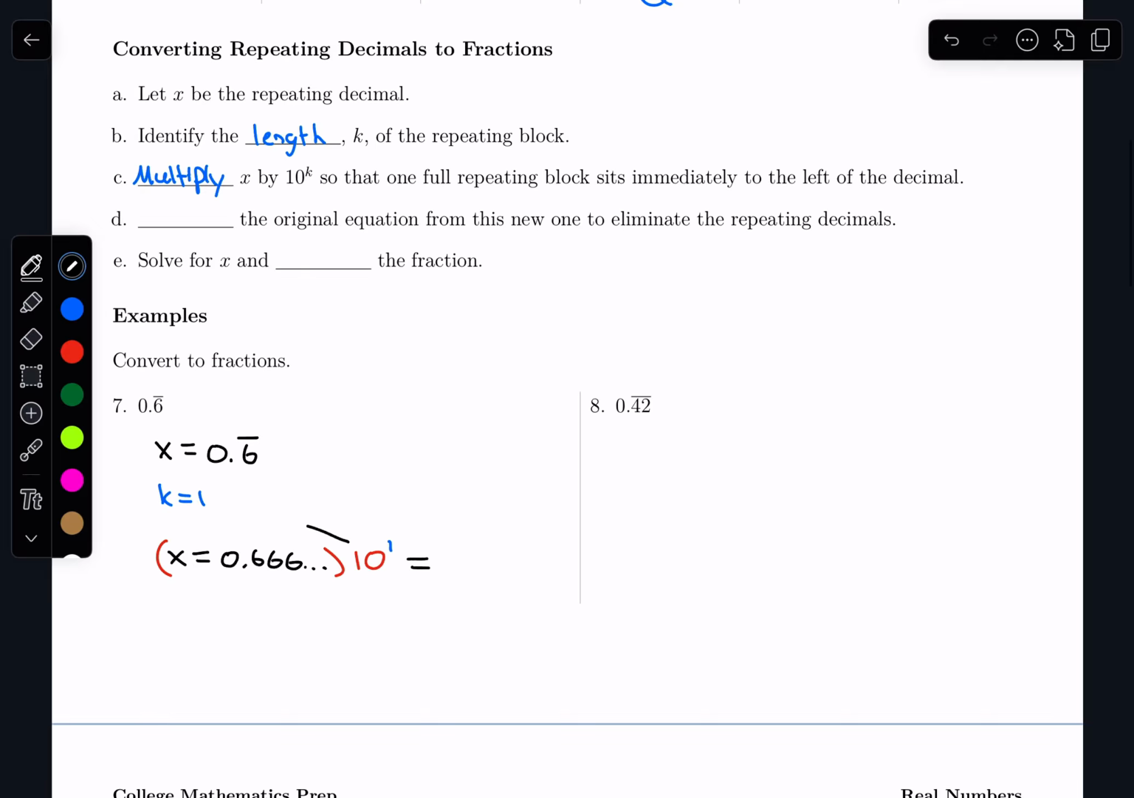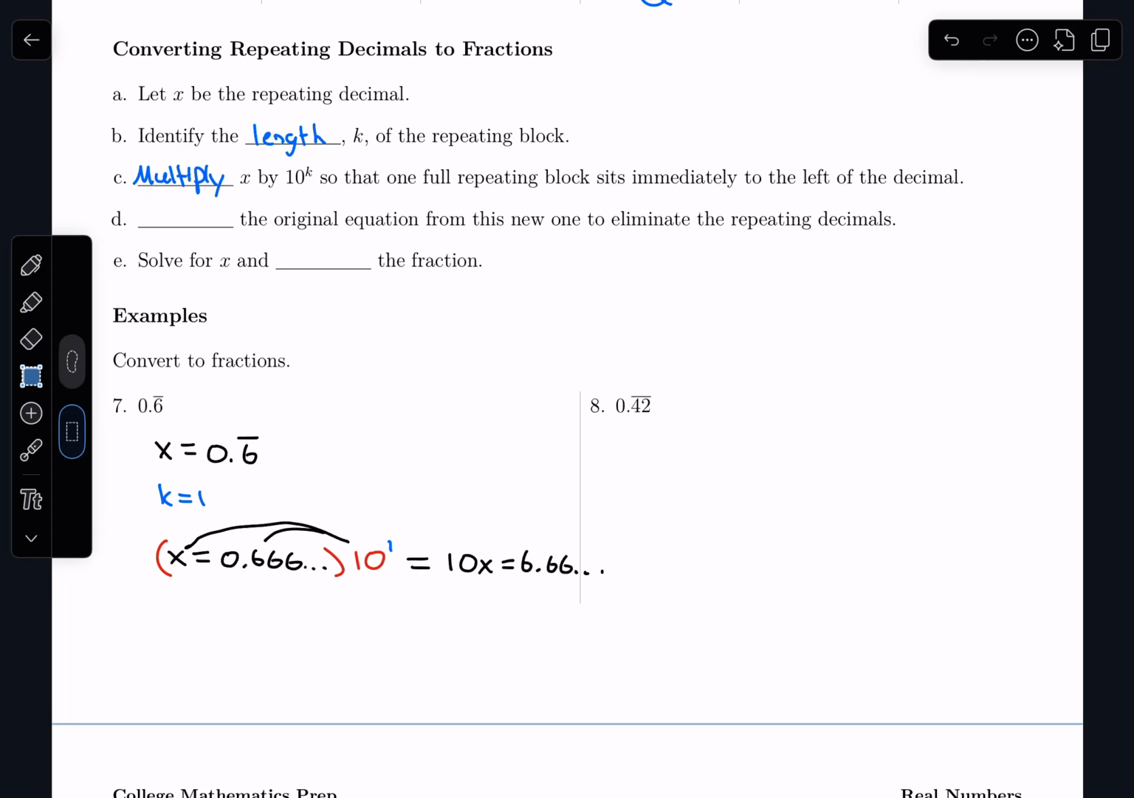x times 10 to the power 1, because we have to distribute this 10 here. So x times 10 gives me 10x. And on the other side, 0.66666, where the 6's keep going, times 10, we just have to move the decimal place once to the side. And so this gives me 6 point and then the 6's that keep repeating.